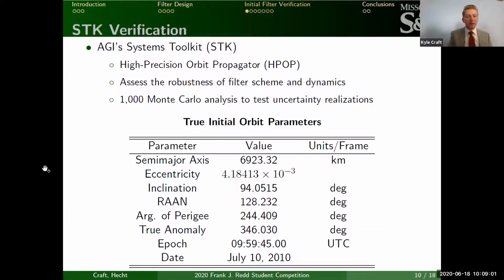To test the robustness of our filter, we'll need to use an external dynamics model to generate our true trajectory. We chose AGI Systems Toolkit, and specifically their high precision orbit propagator, to do this. The next thing we'll want to test is the statistical consistency of our filter. To do this, we conducted a 1,000 trial Monte Carlo analysis and examined the realized uncertainty that our filter determines, and compared that to the true error distribution, or the true uncertainty in our state.